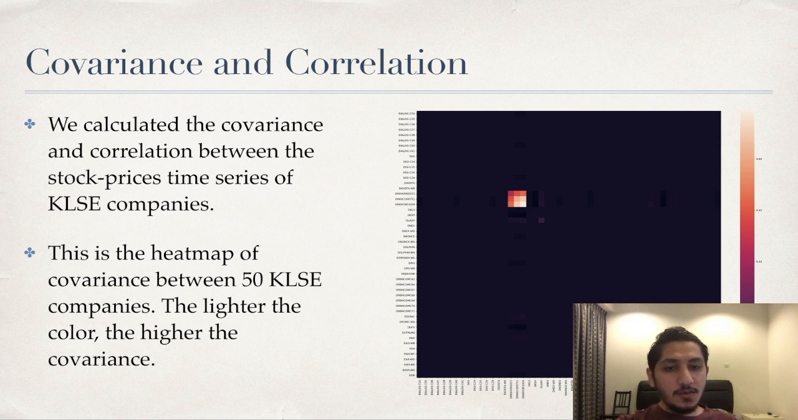So here we see a heat map for the covariance between 50 KLSE companies. For example, this square here represents the covariance between this company and this company. So this is an easy way to show covariance. The darker color represents lower covariance, and the lighter color represents higher covariance. This is the covariance.